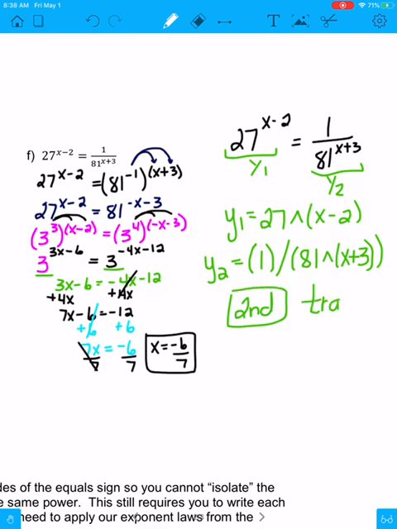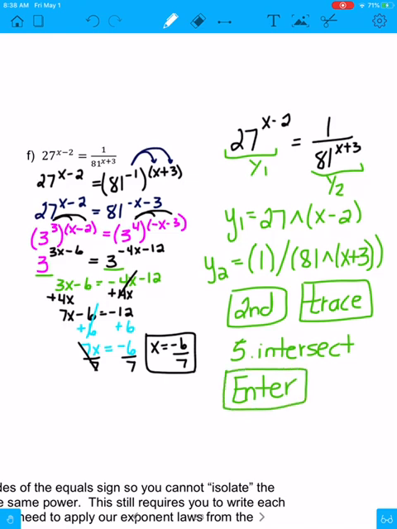Trace button is up by the graph button. The trace button is right to the left of the graph button. Second trace 5, intersect. It's the last time I'm going to show these steps. Enter, enter, enter. So enter 3 times. Press the enter button. Like I said, don't worry. If you get it wrong or you can't get it to work, message me. I will help you.